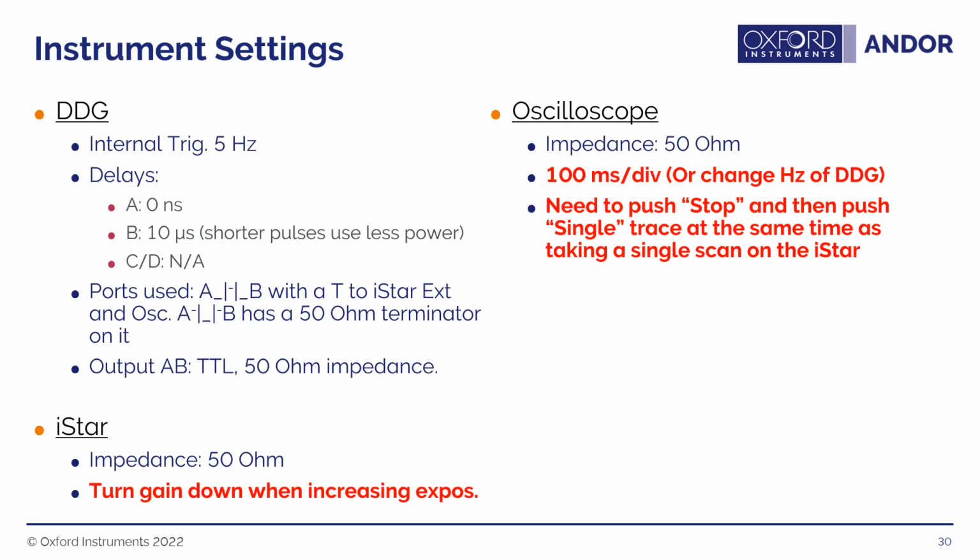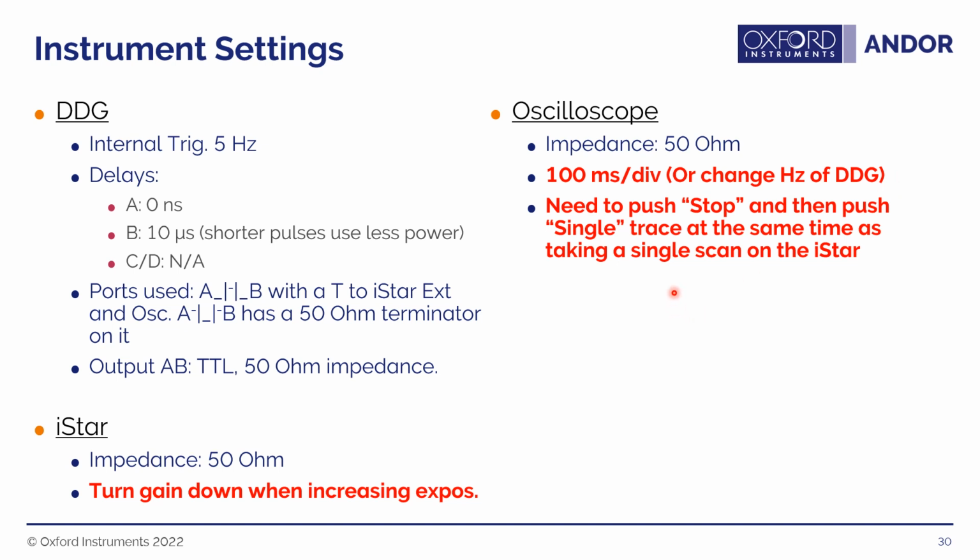In order to test this out on your own equipment, again, always turn down the iStar gain whenever you're doing anything, but particularly when you're increasing the exposure and the gate delays. And on the oscilloscope, again, you want to be zoomed out a bit to make sure you capture multiple of these traces on the scope.